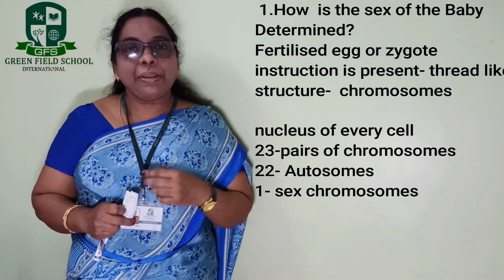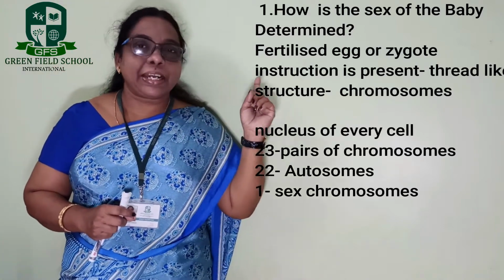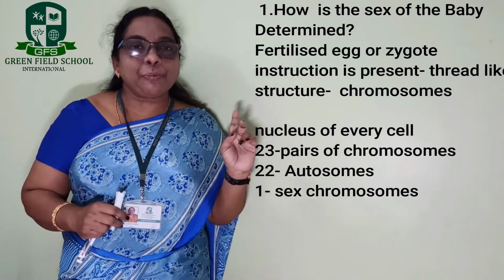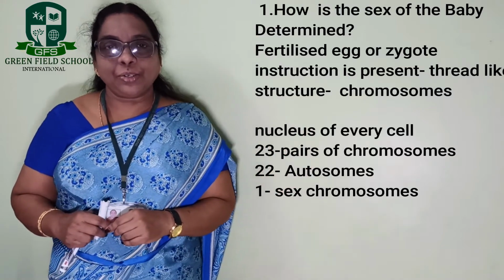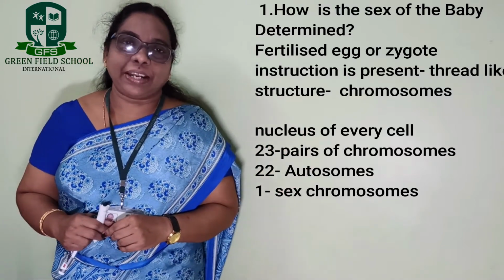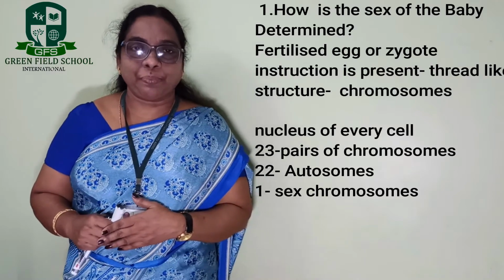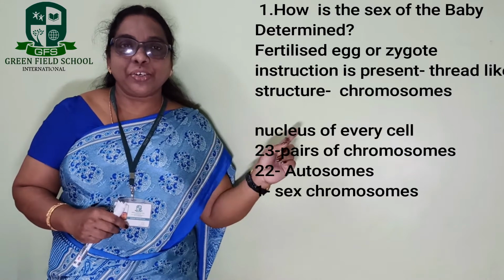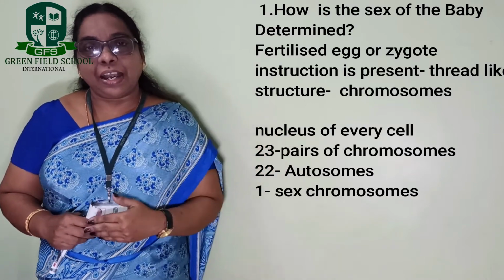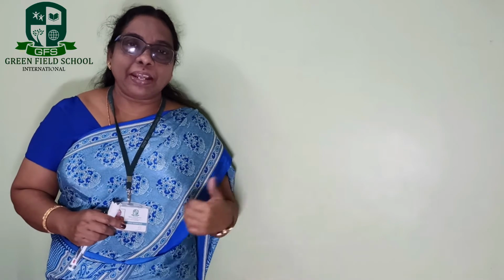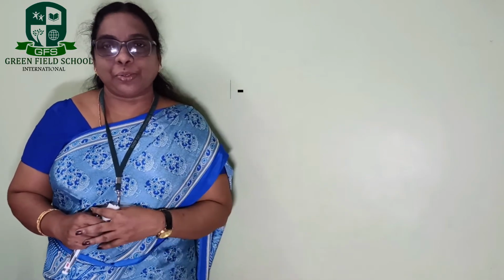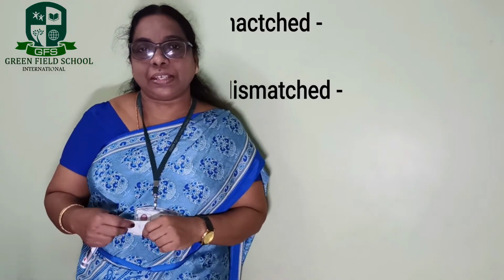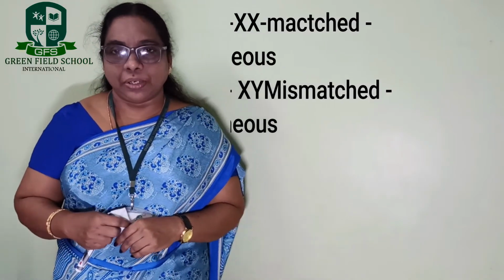How many pairs of chromosomes are there? 23 pairs of chromosomes. Out of these 23, 22 pairs we call autosomes, and one pair we call the sex chromosome. Okay, 23 pairs; out of that, the 22 we call autosomes, and the one pair we call the sex chromosome. So how does this one pair of sex chromosomes show its work?